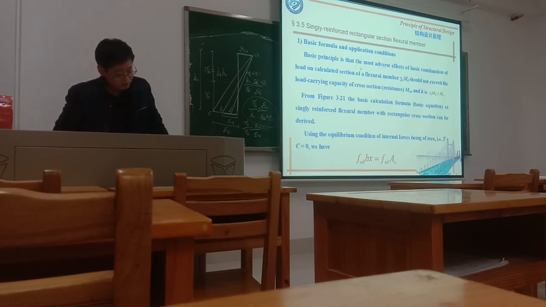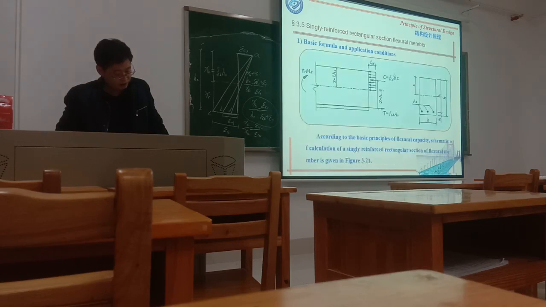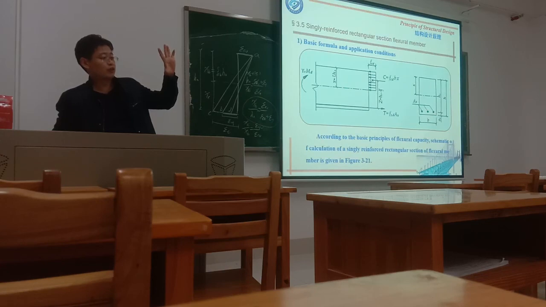So the basic principle is that the most adverse effect of the basic combination of load on the calculated section of the flexural member should not exceed the load capacity. So this is the design. For the figure, the basic calculation formula for the singly reinforced flexural member with a rectangular cross-section is derived using the equilibrium condition of the internal force being zero. T is tensile force, C is compression force, C should be fcd b x. b is the width of the section, x is the height of the equivalent rectangular stress block.